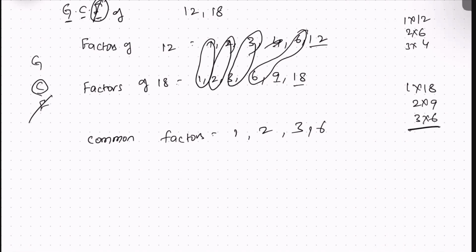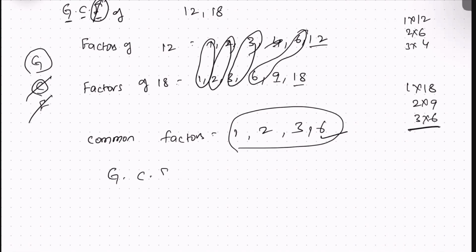The next step is to choose the greatest among these common factors. What is the largest number in these common factors? It is 6. So the GCF of 12 comma 18 is equal to 6. This is the process you should follow to find the greatest common factor.